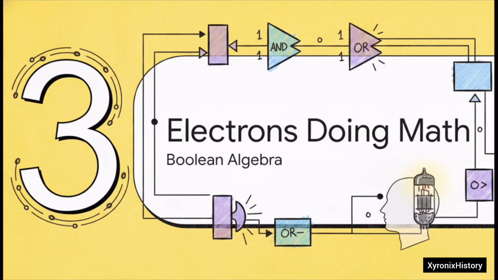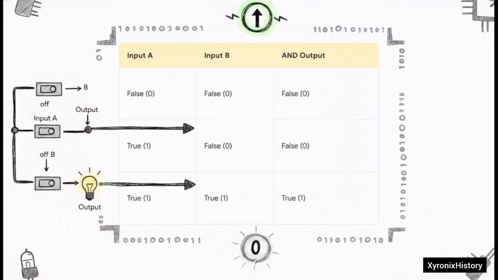Moving on to Section 3, tricking electrons into math, connecting circuits to Boolean algebra. All right, so we've got tubes that can amplify electricity. Awesome, but how in the world does that give us a thinking computer? Well, enter Claude Shannon in 1937. He had this absolute breakthrough realization that electric circuits could perfectly map to George Boole's mathematical foundation for logic.